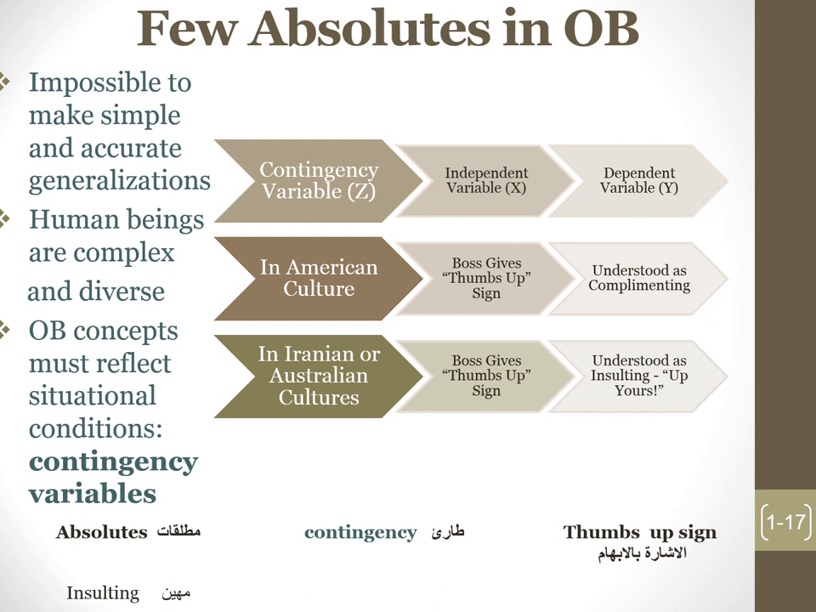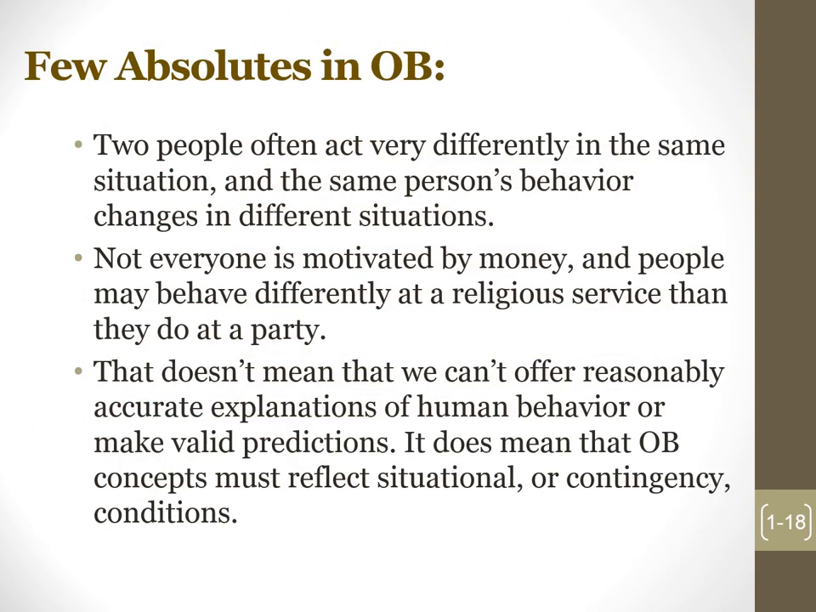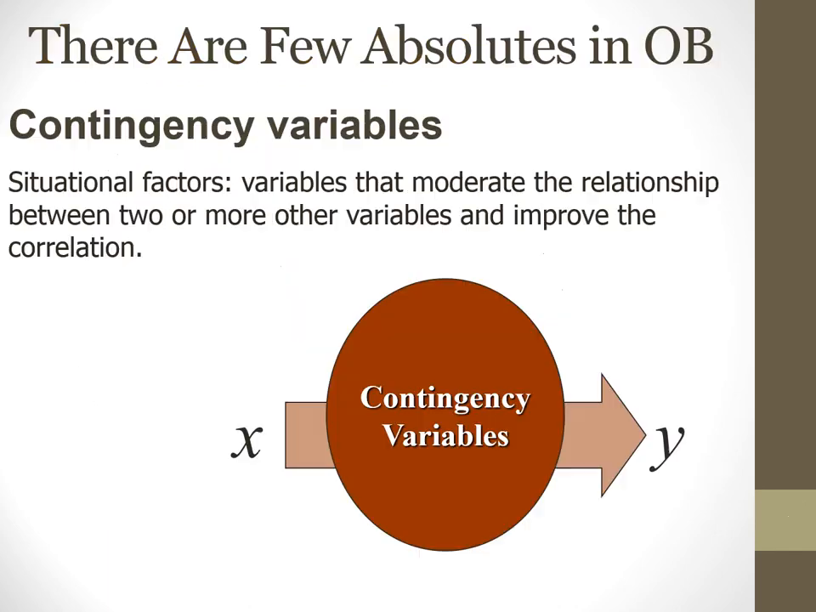Contingency variables. It means that there are three absolutes, or three facts, in OB. It is impossible to make a simple and accurate generalization. Human beings are complex and diverse. OB concepts should reflect the situation. Few absolutes in OB: people are different, no generalization.